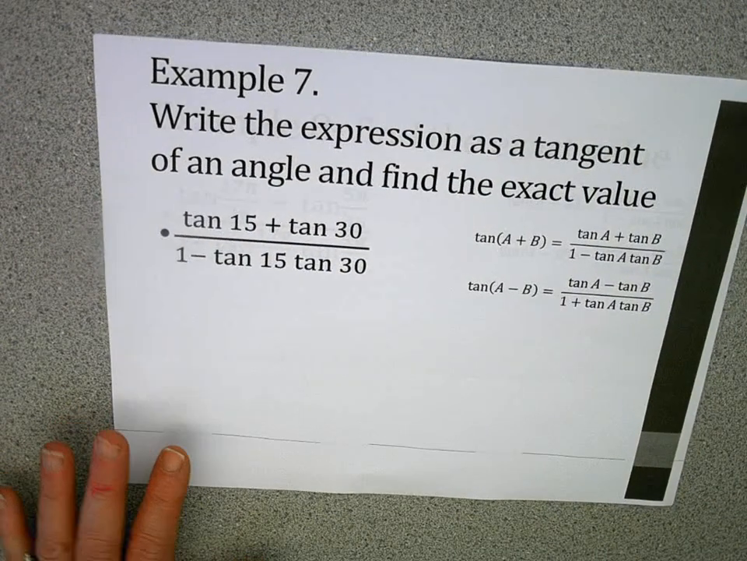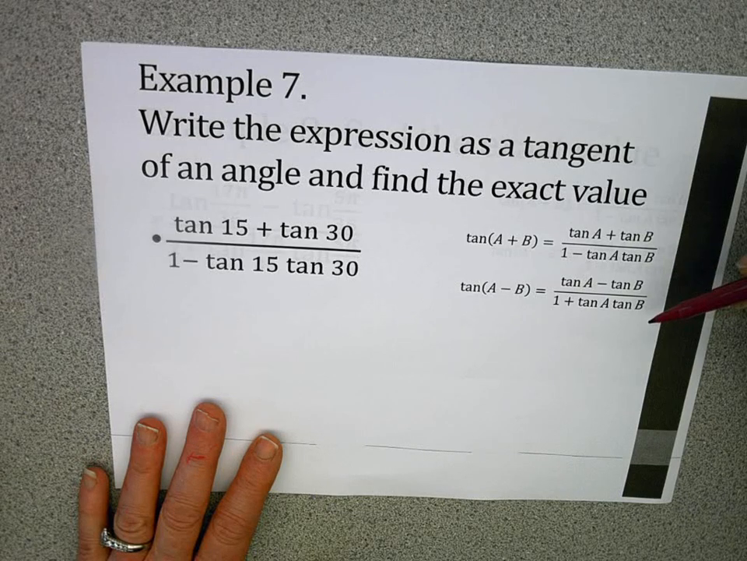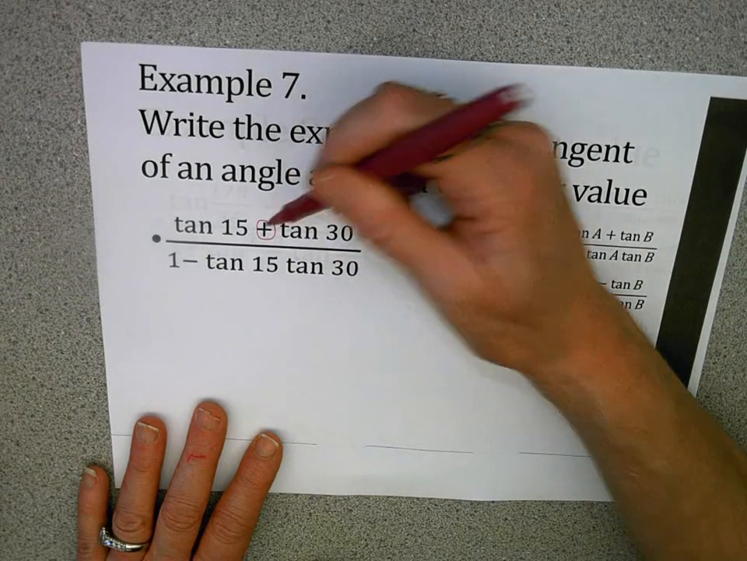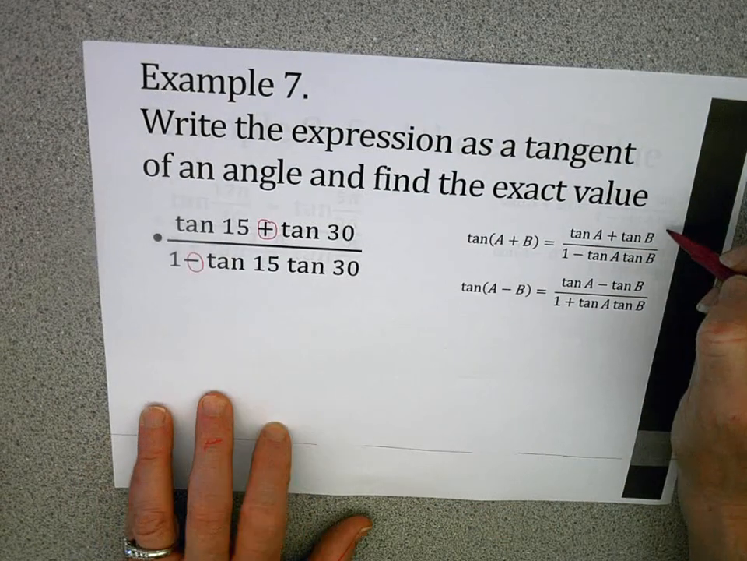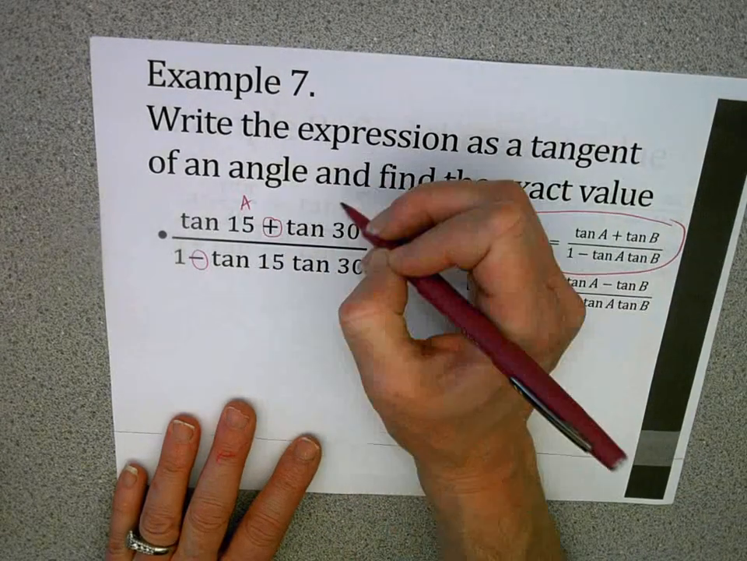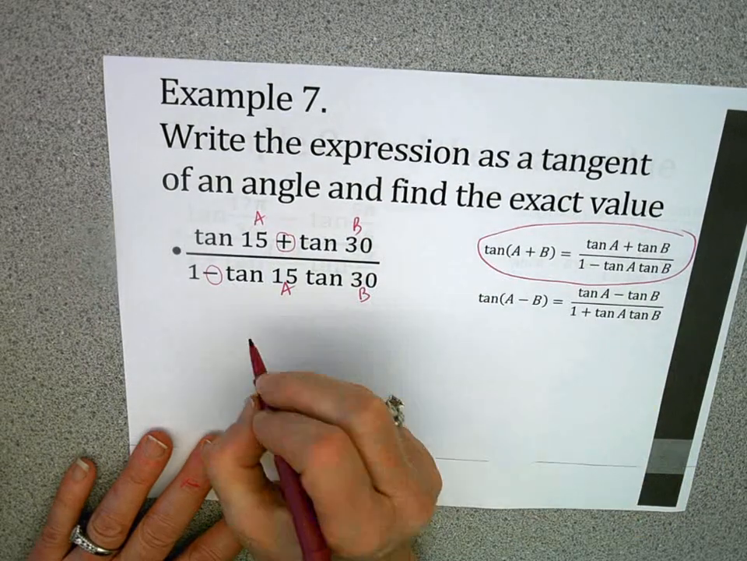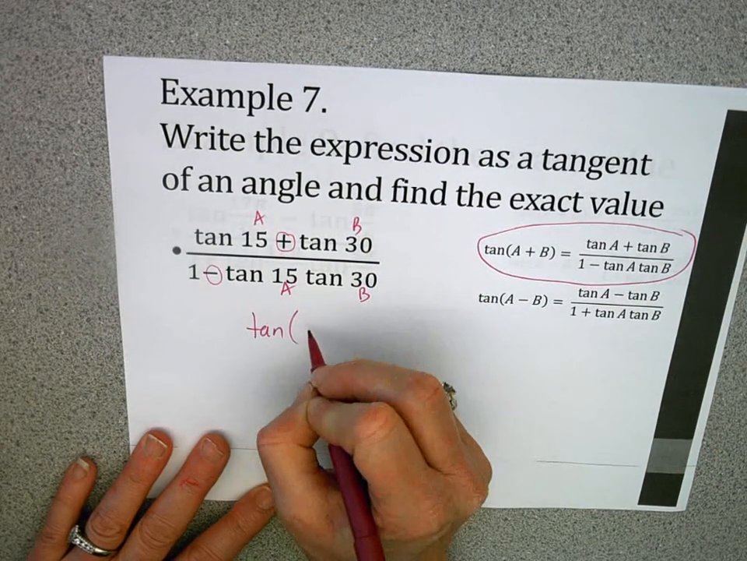Okay, so if we look over here, I listed these by you. This is a plus, and this is a minus, so we must be looking at this one. This is my A, and that's my B. So we are going to write this as tangent A plus B.